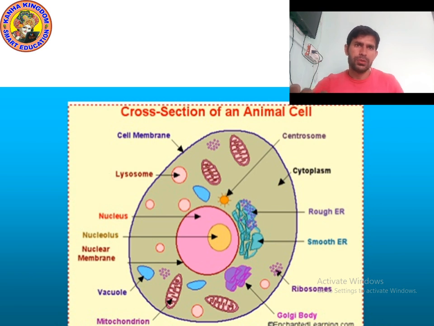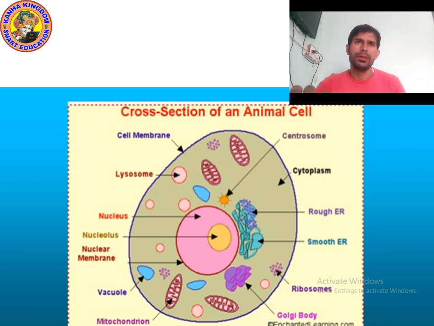Before we start, let's revise whatever we studied in the previous class, because revision is more important. If we do not revise, then we will forget. So I hope that you have learned the diagram of the animal cell.